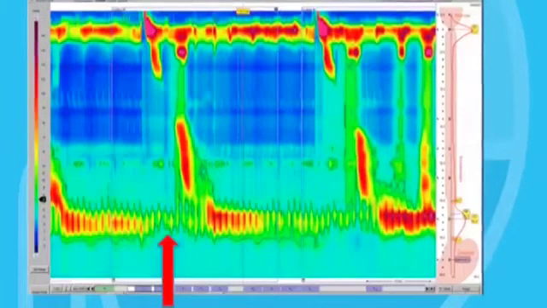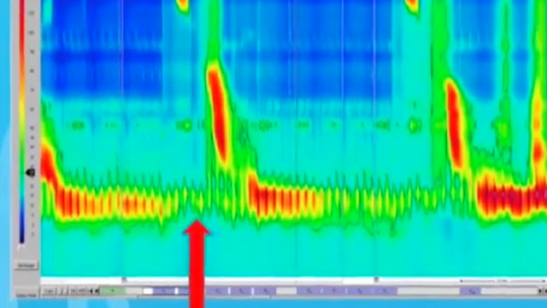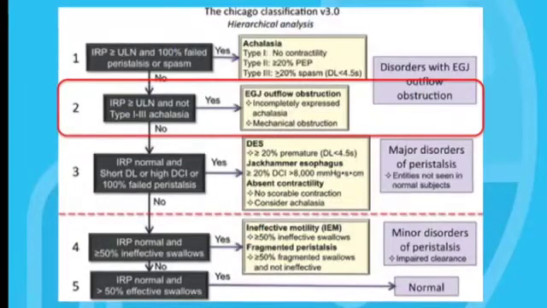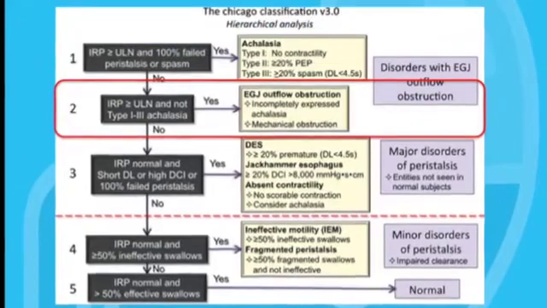As well, it appears that the EGJ does not relax with swallows. If we apply the manometry parameters, we see that the distal latency is in fact 4.6, which does indicate intact peristalsis. But the IRP is high at 19.5, indicating lack of opening of the EGJ. The Chicago classification calls this EGJ outflow obstruction.